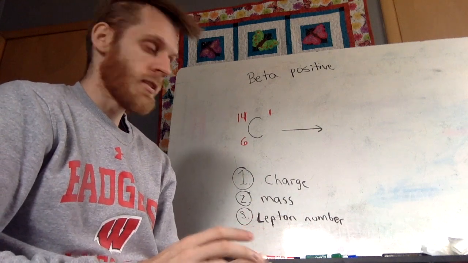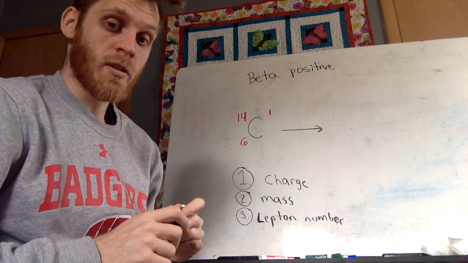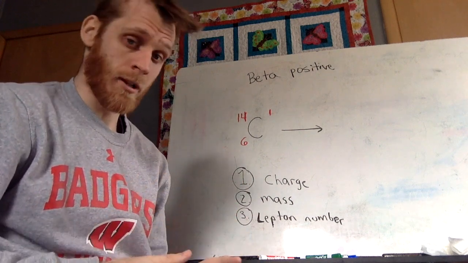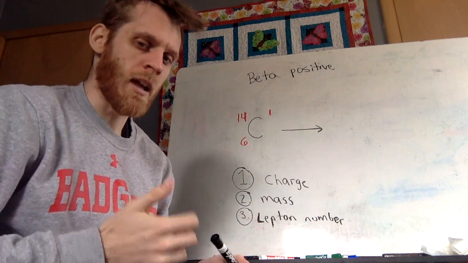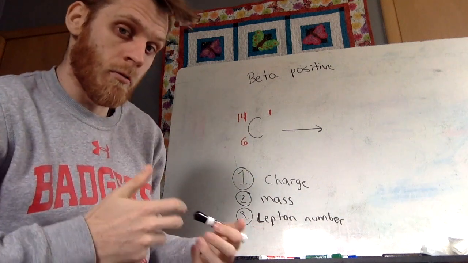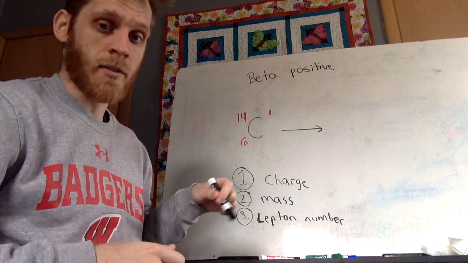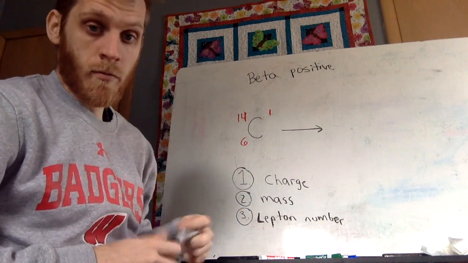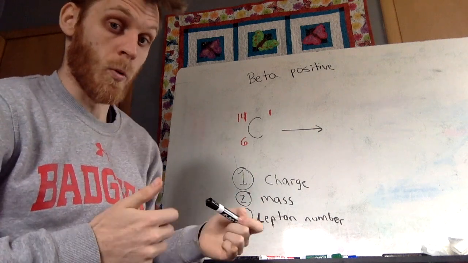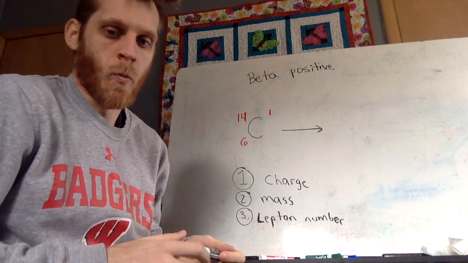Beta positive reactions, we're going to do it with carbon 14. Now there's different types of carbon. One of the more unstable types of carbon is called carbon 14. It's just a little bit heavier carbon. So I already filled in the information for beta positive. We're going to go through the same process. The nuclear charge of carbon is +6. The mass of carbon 14 is 14, and then the lepton number is 1.